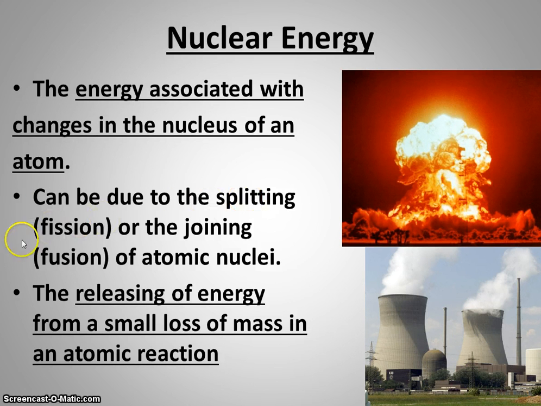And you can either split an atom, which is called nuclear fission, or you can join two atoms, which is called nuclear fusion. We use nuclear fission on Earth to create nuclear energy, and on the sun and other stars, nuclear fusion is the way nuclear energy is created. So it's actually a very small loss of mass when you're not supposed to be able to lose mass, but when you do, because it's such a huge reaction, it causes a lot of energy.